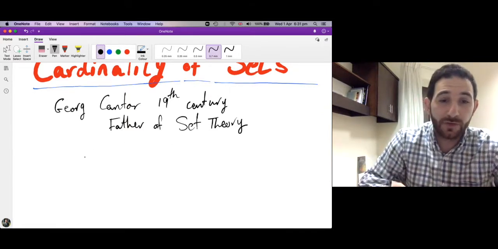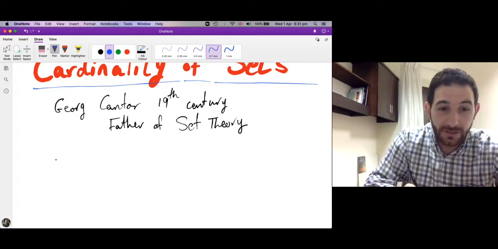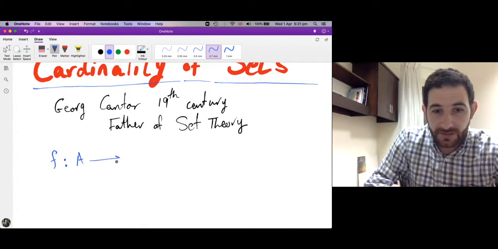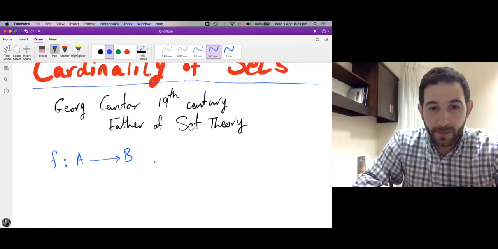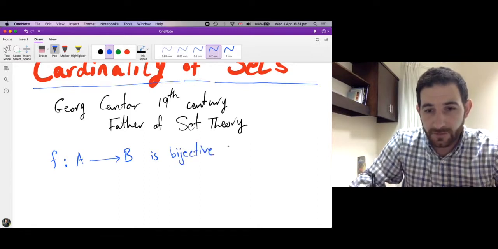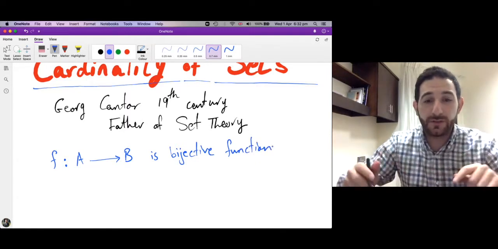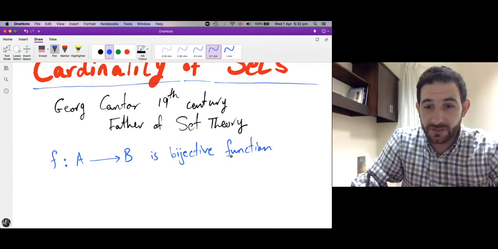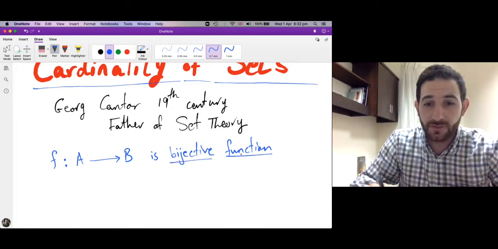So we need to recall and we need to understand again what is a bijection function. So suppose f from A to B is a function. So A is the domain, B is the codomain, and this is a bijective function. Okay, let's unfold this definition. So we know it's a function and we know it's bijective. Let's really understand what these two words mean.